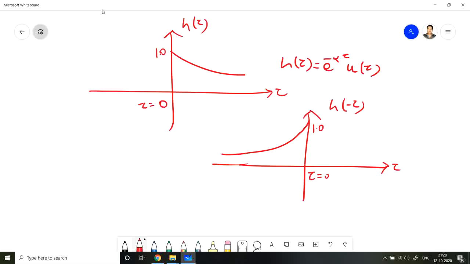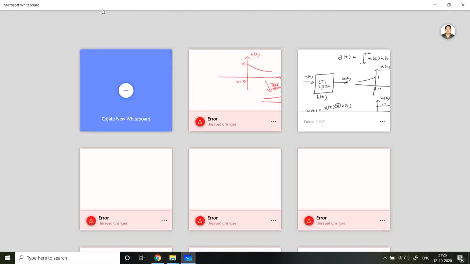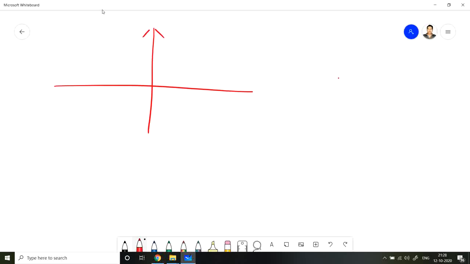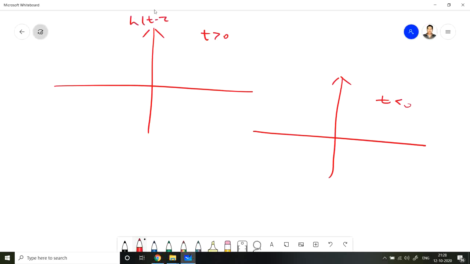At tau equals 0 the value is 1, and for all negative values this is just the mirror image. The time reversal of h(tau) will give h(minus tau). Then we can plot h(t minus tau). We consider both cases. The first case is t greater than 0, the second case is t less than 0. So this is our h(t minus tau) graph when the shift is greater than 0.